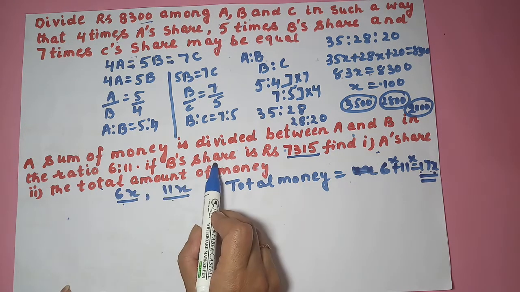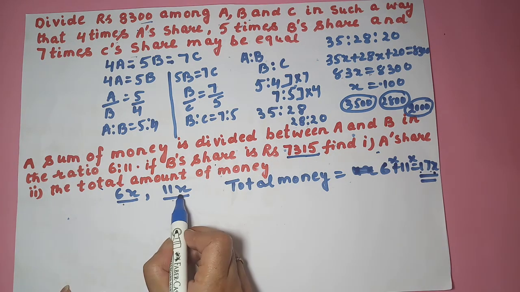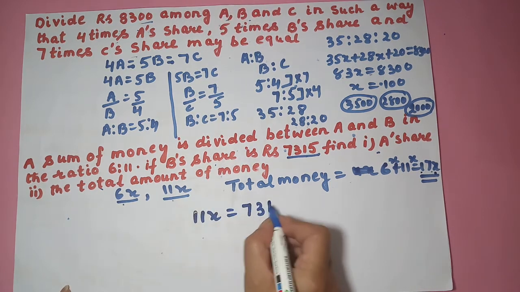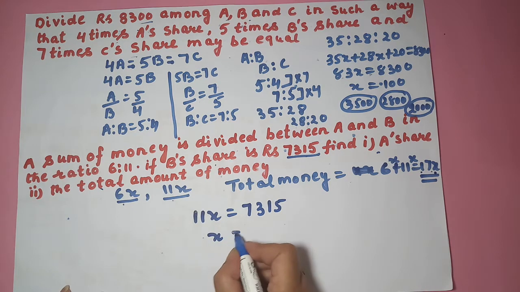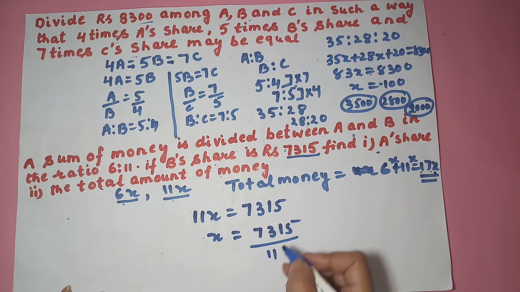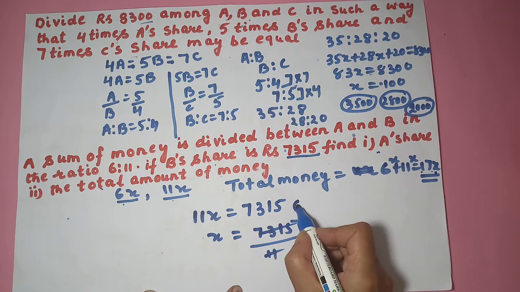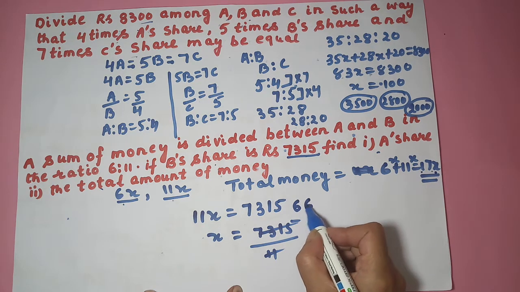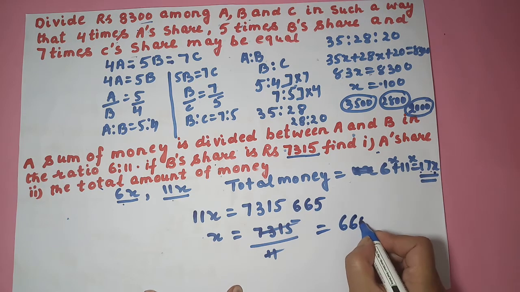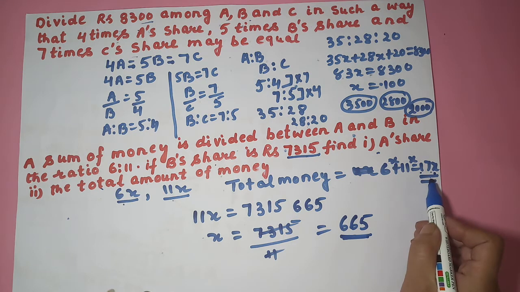He's saying that if B's share is rupees 7315, which is B among the two? 11x. So 11x is equal to 7315. Does that mean my x is equal to 7315 divided by 11? So how much is that? 11 6, and then 11 5. So I got x as 665. So while I'm getting this x, I can find the total money.